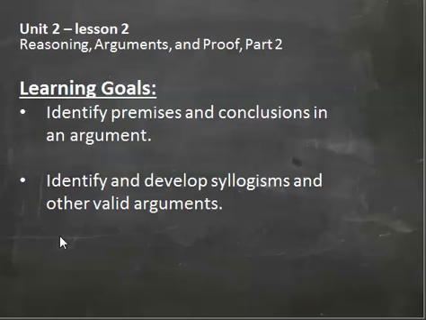We're going to look at Unit 2, Lesson 2, Reasoning, Arguments, and Proof, Part 2. Learning goals: identify premises and conclusions in an argument. So we're just looking at those two pieces, premises and conclusions. And then also identify and develop syllogisms and other valid arguments. We'll talk about those specifically when we come up on them.